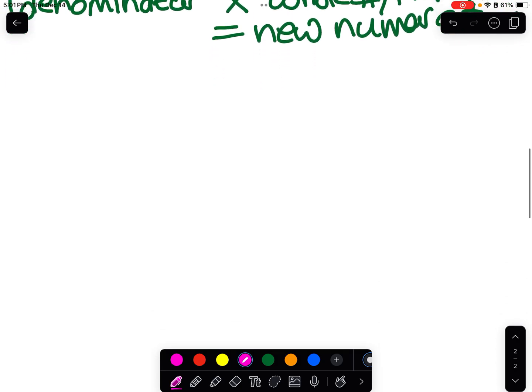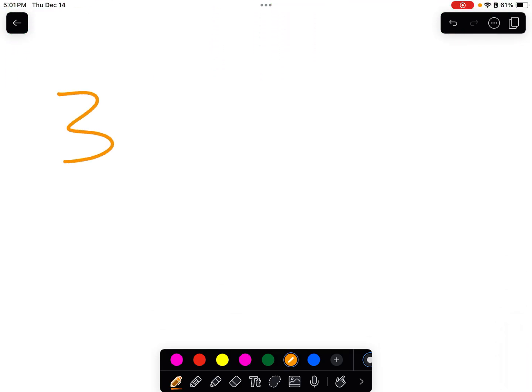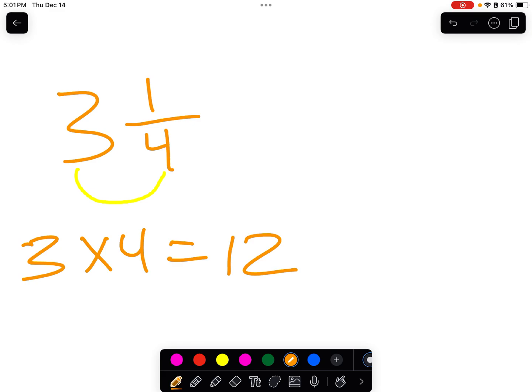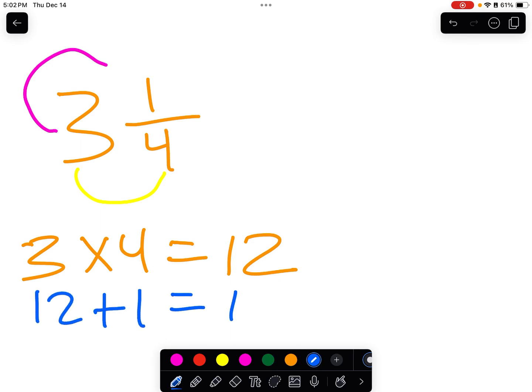Let's do another example. Let's do 3 1/4. Now, remember, we're going to multiply the denominator by the whole number. 3 times 4, that equals 12. Next, we're going to take that product and we're going to add the numerator. So now let me do a different color. Blue. 12 plus 1 equals 13.